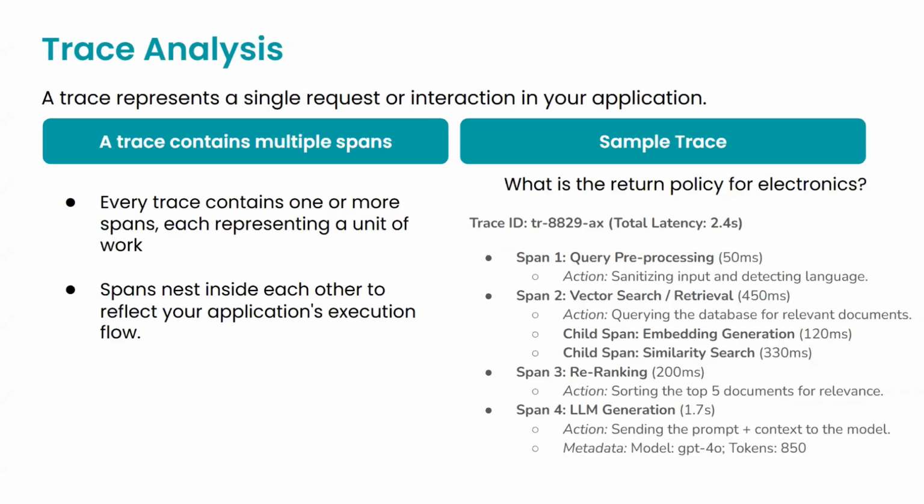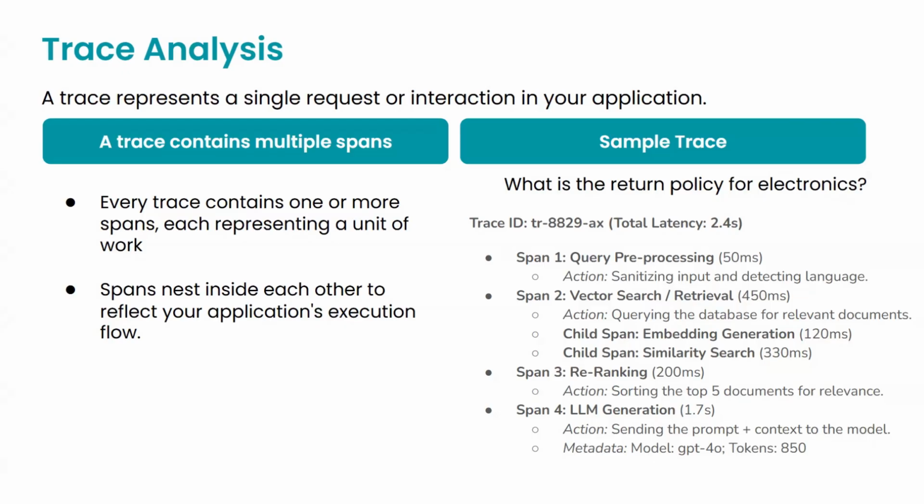Now, that trace is not just one block. It is actually made up of smaller units called spans. Think of spans as individual steps or operations that happen while processing that request. So one key idea here is that a trace contains multiple spans and each span represents a unit of work. These spans are not isolated. They are nested inside each other. This nesting reflects the actual execution flow of your application. In other words, you can reconstruct exactly how the system processed a request step by step.